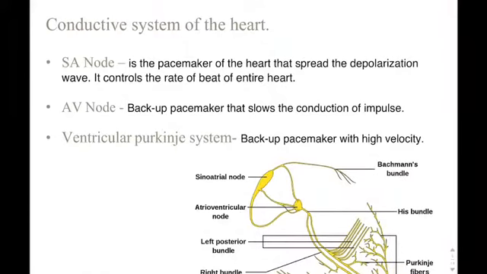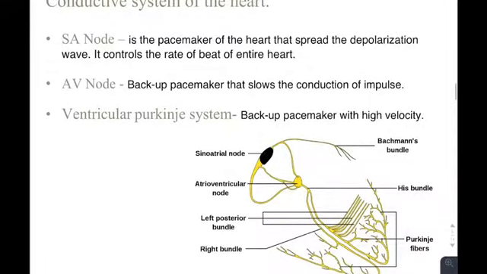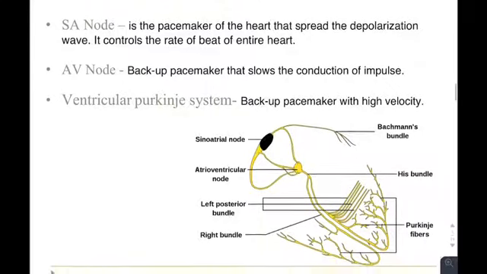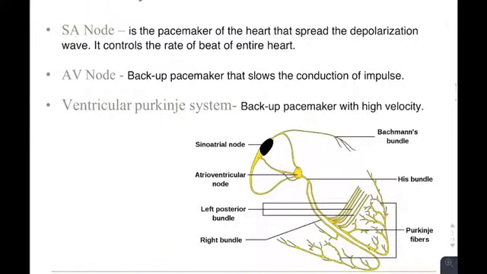An action potential occurs in the conductive system of the heart, and the main pacemaker of the heart is the sinoatrial node. The sinoatrial node spreads the depolarization to the entire heart, and it controls the rate of the beat of the entire heart. The sinoatrial node gives a lot of branches, but we will not talk about them in this presentation. We will move directly to the atrioventricular node, or AV node, which is a backup pacemaker.